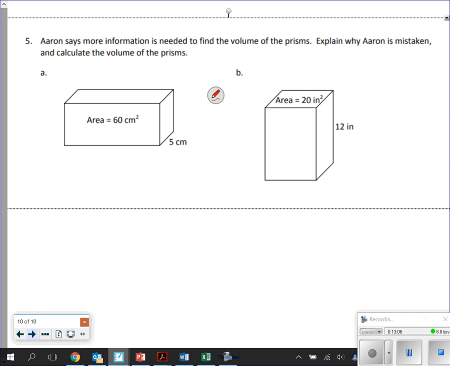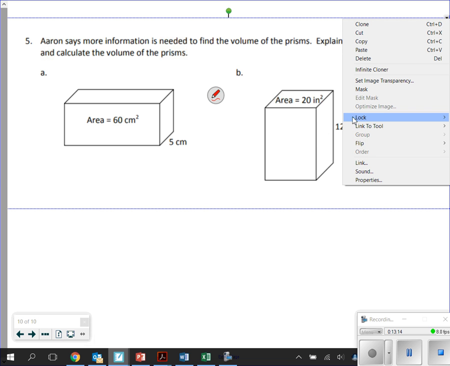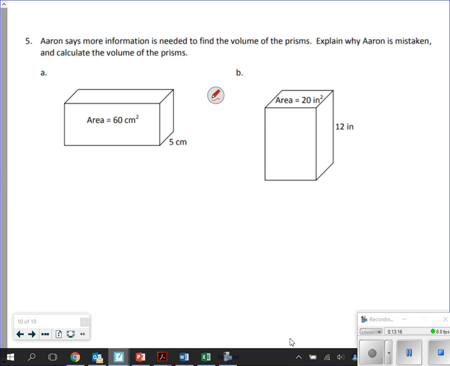Aaron says more information is needed to find the volume of prisms. I can't deal with the box. Explain why Aaron is mistaken and calculate the volume of the prisms. Aaron says that more information is needed. Is more information needed to calculate the volume?